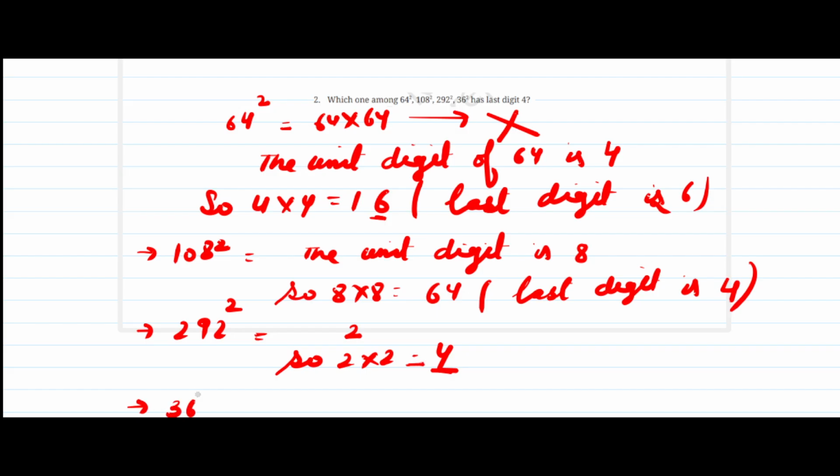And for 36 square, the unit digit is 6. So 6 into 6 gives you 36. And the last digit is 6, which is not leading you to the answer, right? So from where we are getting the answer? This is from 108 and 292 whole square, right? So this is the way to do this question. Moving to the next one.